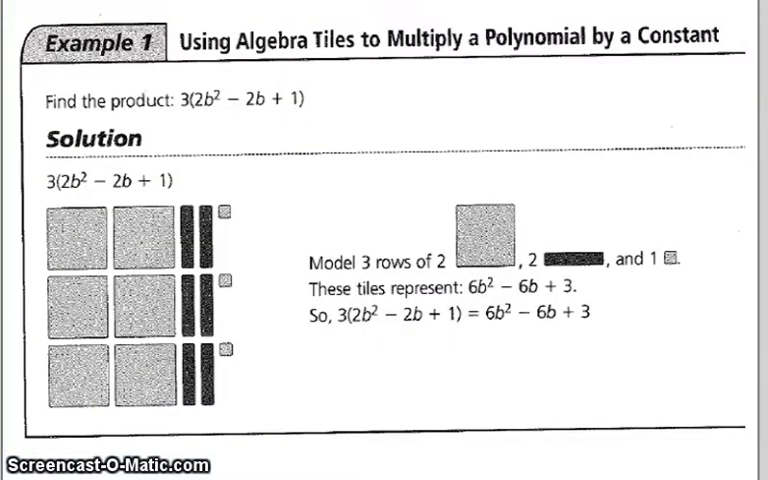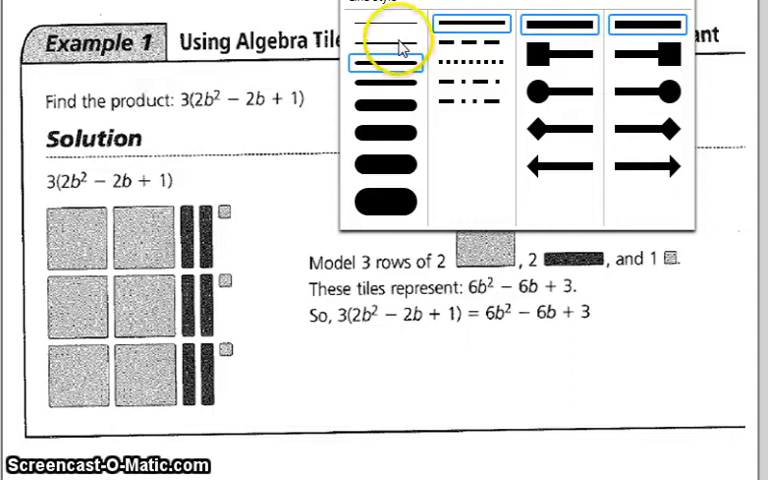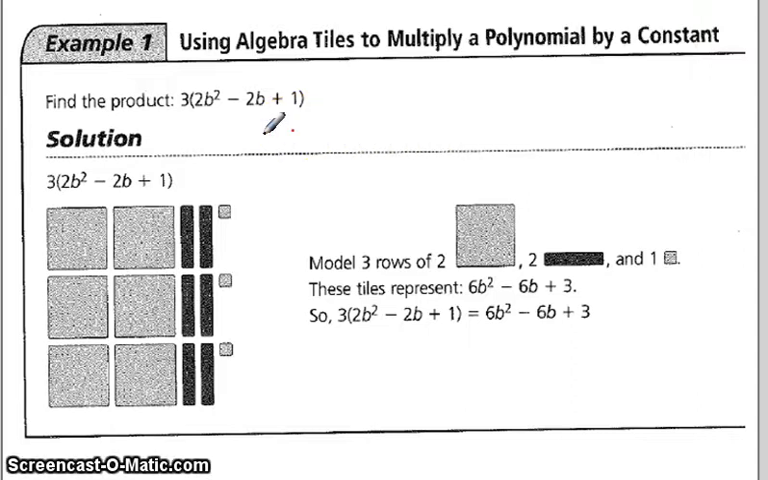Another way to multiply polynomials by a constant is to use algebra tiles, as you can see here. In this case you look at what's in the parentheses. We look at our 2b squared. We know that b squared is going to be our big blocks, just the same as it's been through all of Unit 5 and the Math Makes Sense 9 workbook. The big ones are the b squared. The long ones are just a variable, which would be b or x, whatever letter they're using. And the small ones are just the constants.